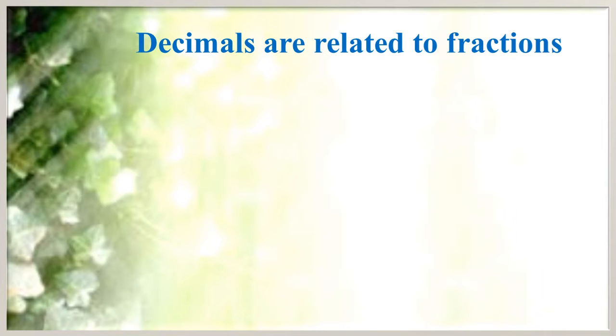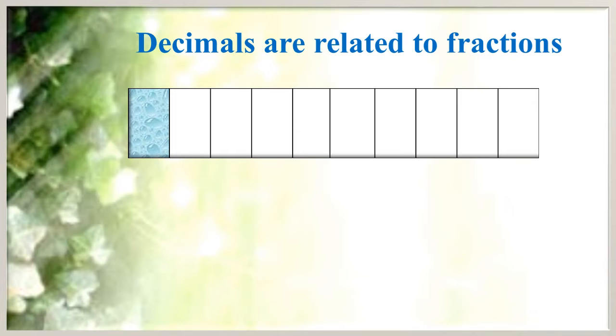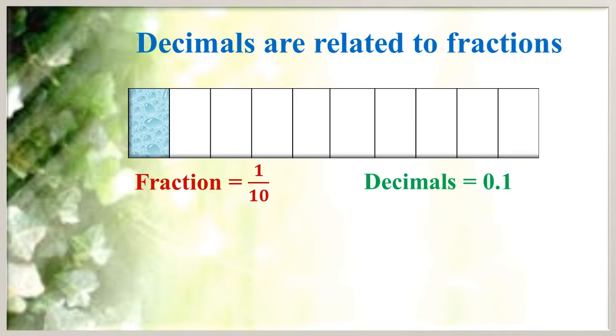Now, decimals are related to fractions. Let us see. This picture indicates there are 10 equal portions. Here, only one portion is shaded. Now we can write it as a fraction, that is 1 by 10. Now we want to find the decimal. If we have 1 by 10, we get 0.1.